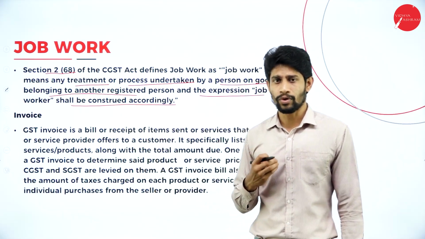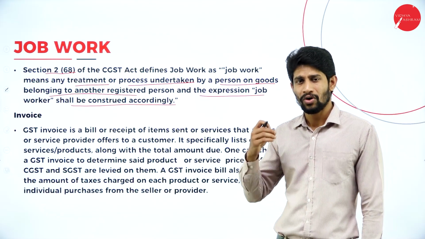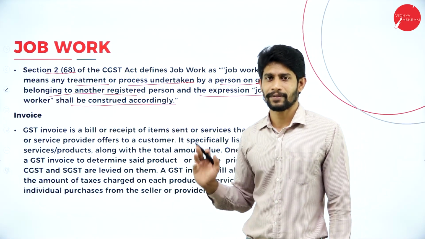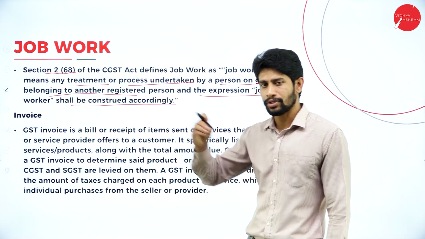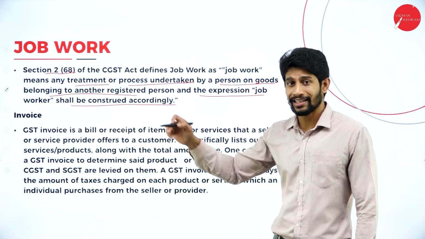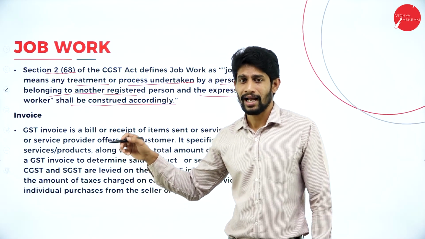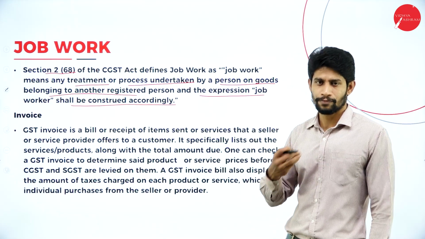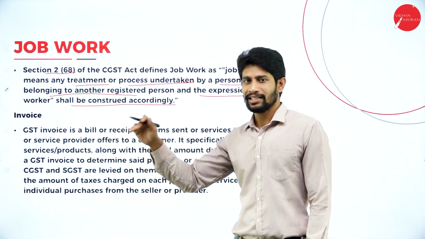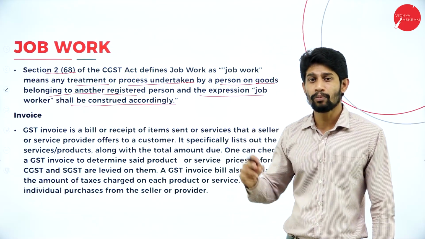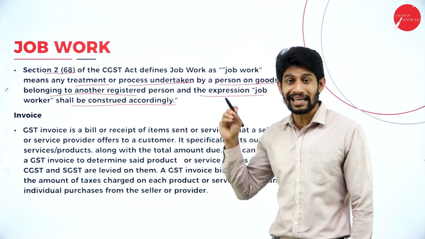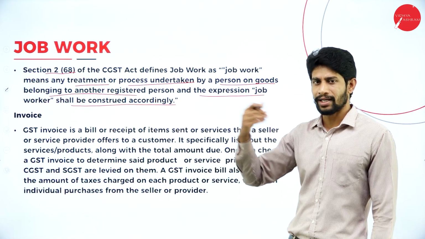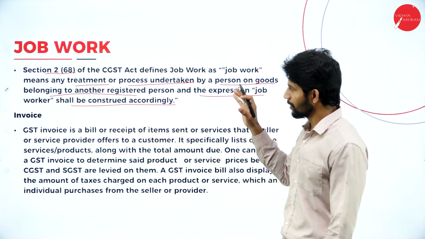For example, I am the owner of the product. I am going to give the product to a third party for modification. That third party is called the job worker. After modifying the goods, he is going to return them to the actual owner, that is me. Here I am not selling, I am just giving that product to the third party to modify it, to process it, to treat that product. After the completion of the modification, that third party returns the product to me itself. That is why it is called job work.